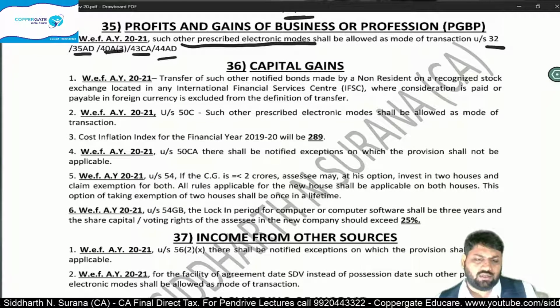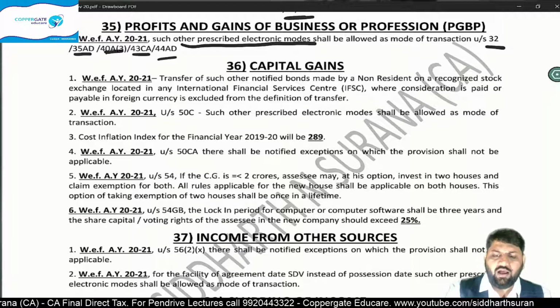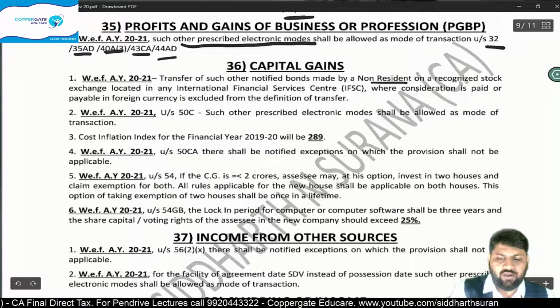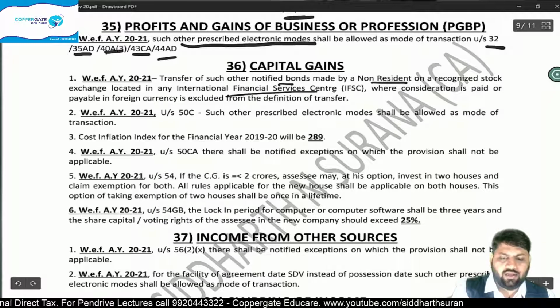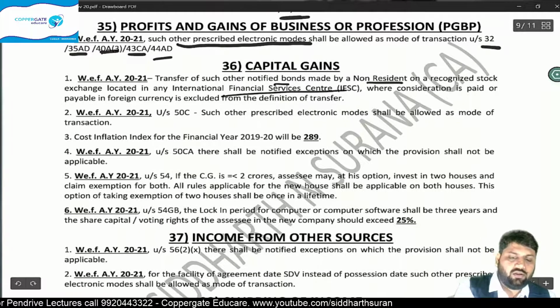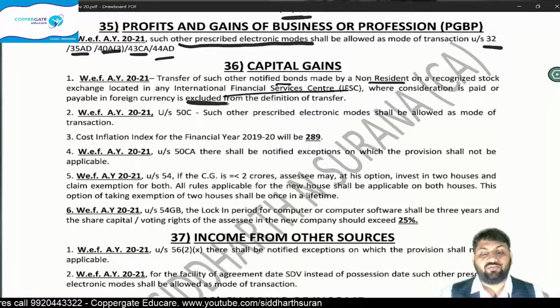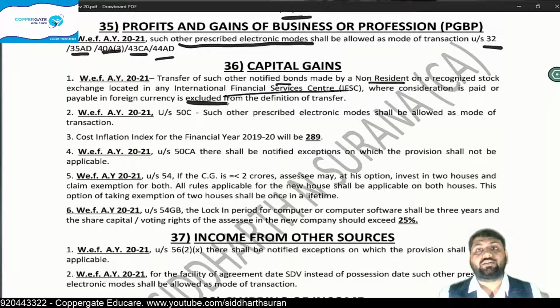Capital gains. Certain amendments, small amendments have taken place, very easy to understand. First, any non-resident transferring notified bonds in any international financial services center excluded from the definition of taxable transfer. We are excluding it from the definition of transfer. That means on such a transaction, capital gain will not arise only.